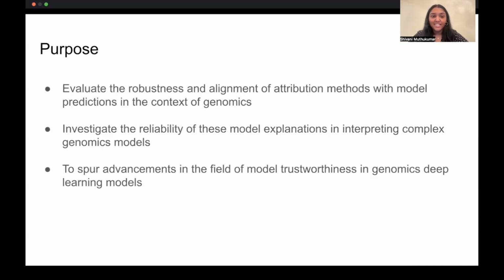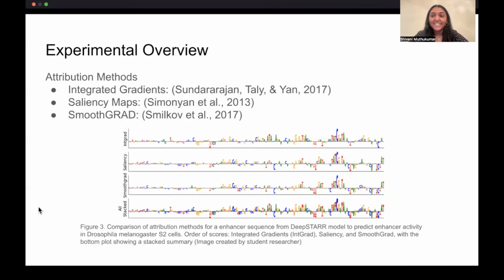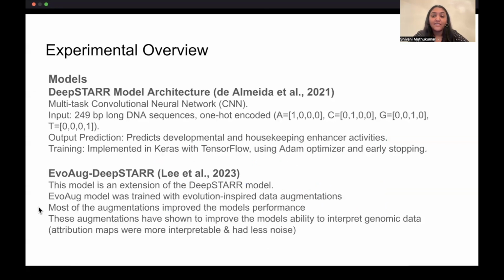So the purpose of the study is to evaluate the robustness and the alignment of attribution methods with model predictions in the context of genomics models, and to investigate the reliability of these model explanations to hopefully spur advancements in the field of model trustworthiness in genomics. In this study, I focused on three attribution methods: integrated gradient, saliency maps, and smoothgrad, and I developed three tests that I ran against two models for comparison.